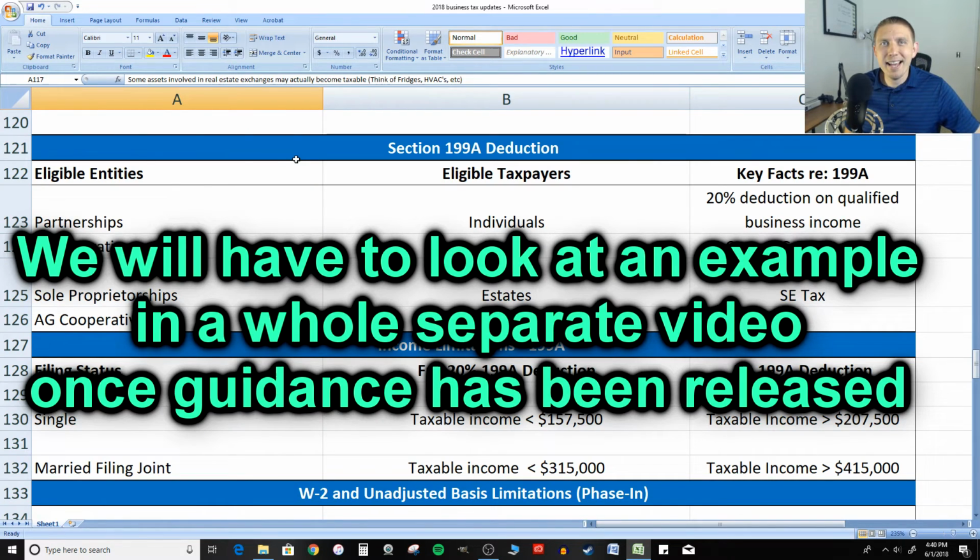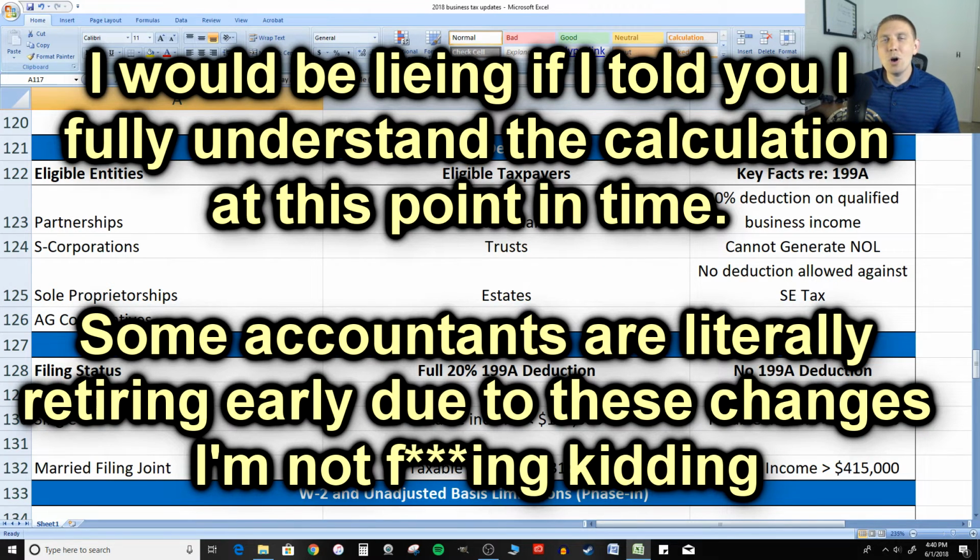Last but not least, guys, the 199A deduction. Just so you know, I've listed some of the key facts here about this deduction. We don't even know all the rules on this yet. The IRS has released virtually no guidance on these new rules, so we're going to have to wait to see what happens. But this is what we know so far.